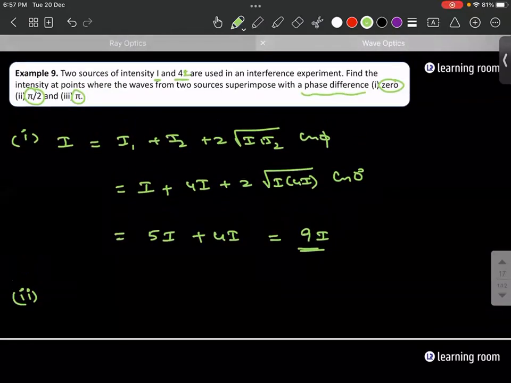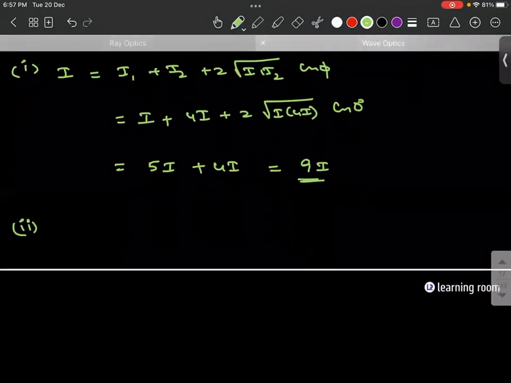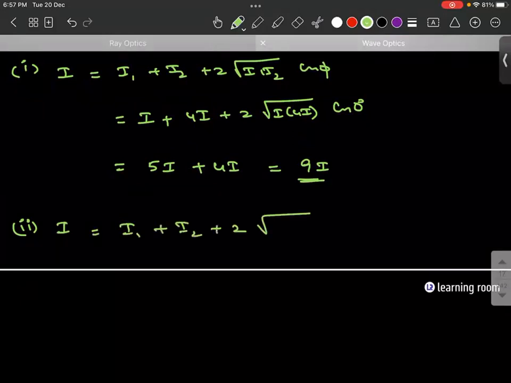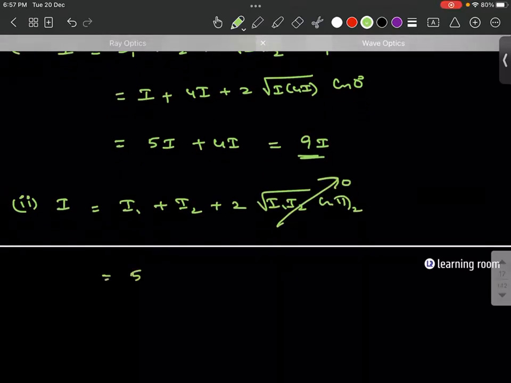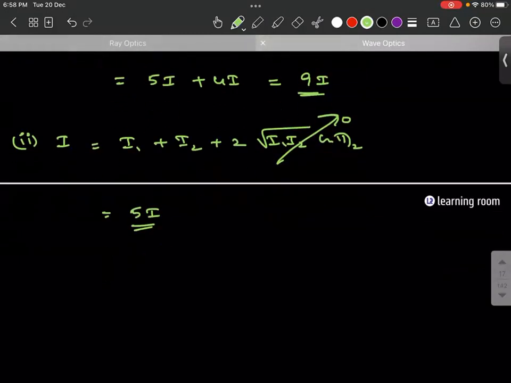Second, phase difference of pi by 2. So I will be equal to I1 plus I2 plus 2 root of I1 I2 cos pi by 2. So this will be a 0. So I1 plus I2 will be 5I.